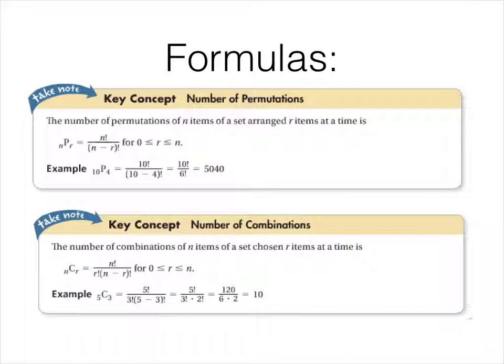You've got the one for permutation, and it's the letter P here with n and r. This is a permutation of n items in a set arranged r items at a time. So 10 kids, 3 medals, for example, or 10 kids, 4 places, say first, second, third place, and then honorable mention. That's a permutation of 10 things taken 4 at a time. And so it's n factorial over n minus r factorial.